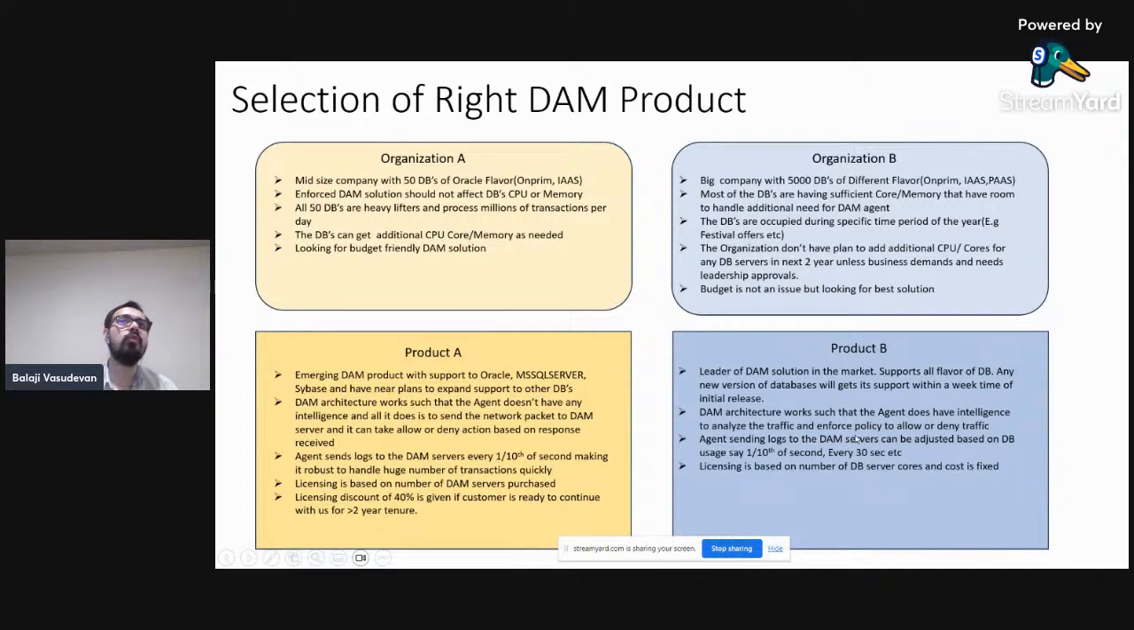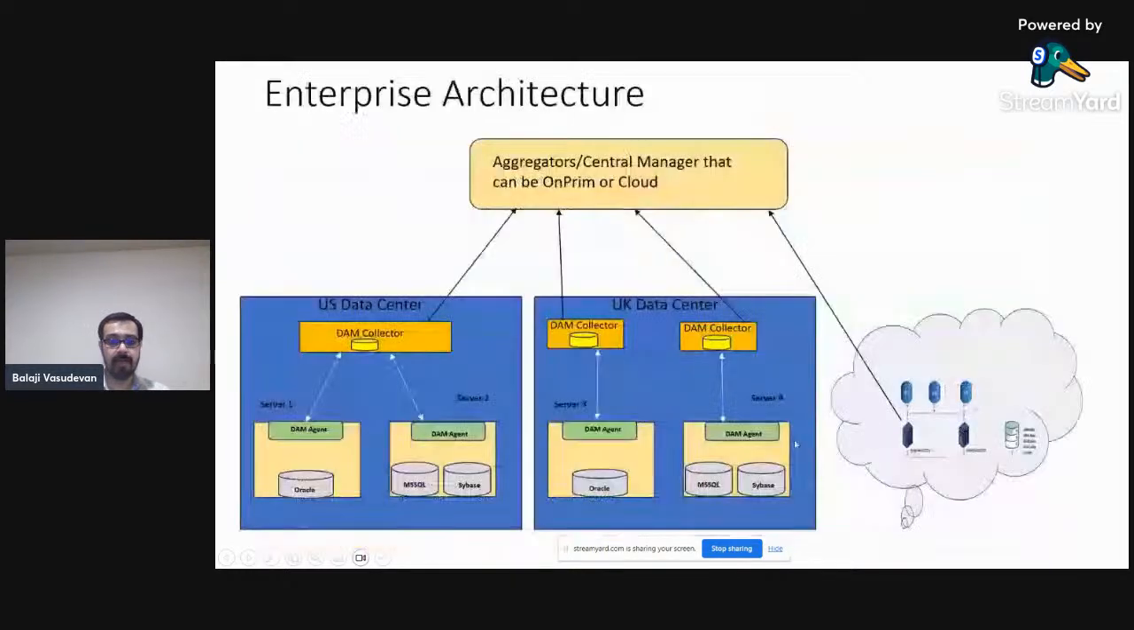So when you go with the product, there are some products that will say their agent has the capacity to analyze and take a decision. So in that way, I'm not going to send the request to the DAM collector. What the DAM can do is I can have a part of my policy installed here, like the blocking policies. So the DAM agent will have the intelligence to decide whether to allow or deny a transaction instead of sending the transaction there and getting back.